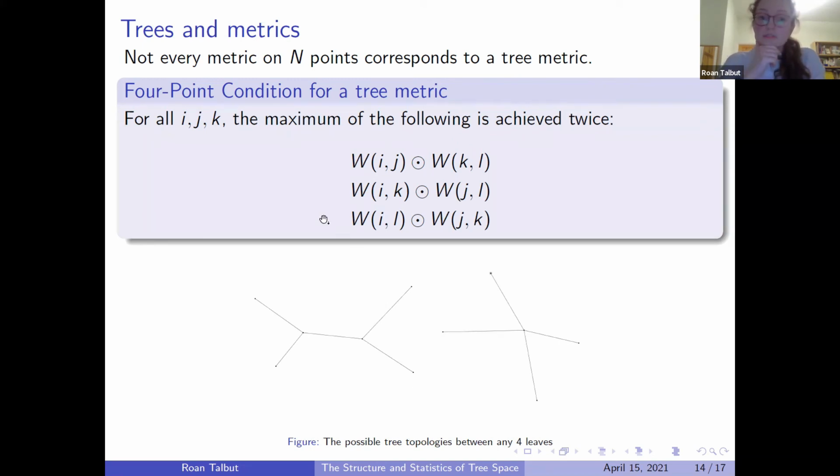So in terms of showing that this condition holds for tree metrics, you can basically just look at the possible tree topologies and convince yourself that it holds in these situations. And it's a bit more involved, showing that it's a sufficient condition, but again, that's not something I'm going to get into too much today.